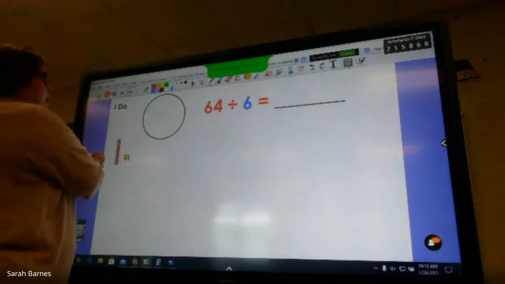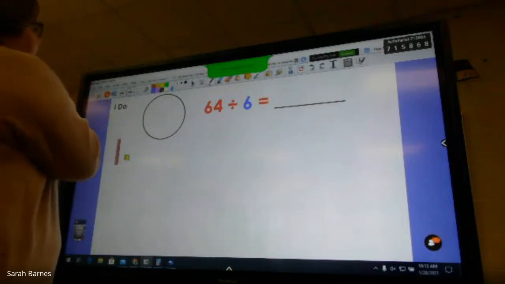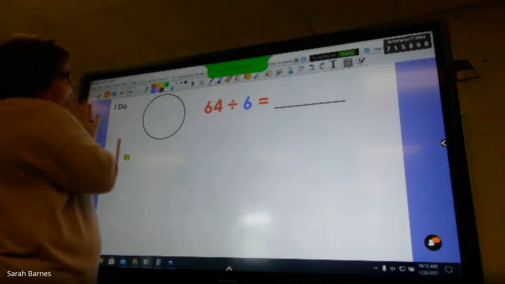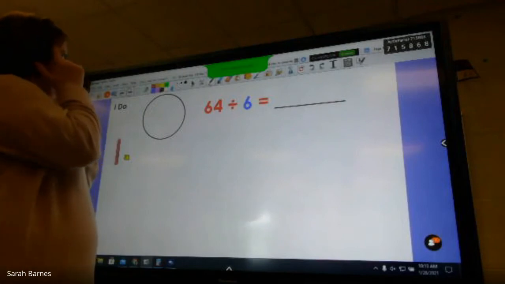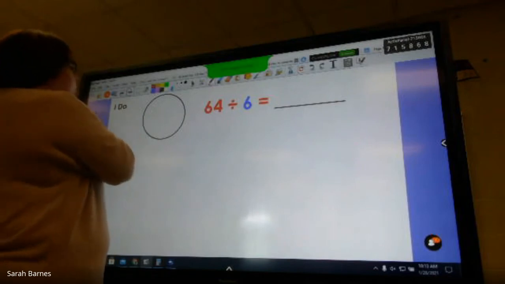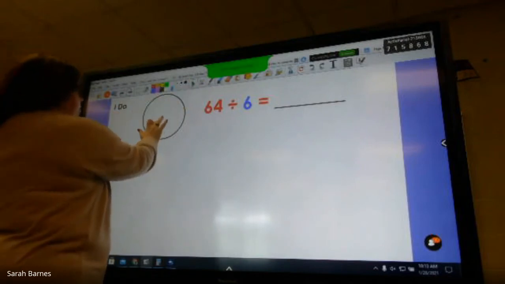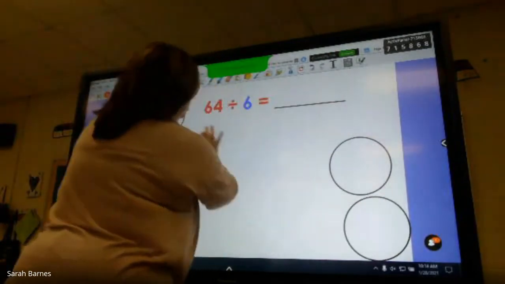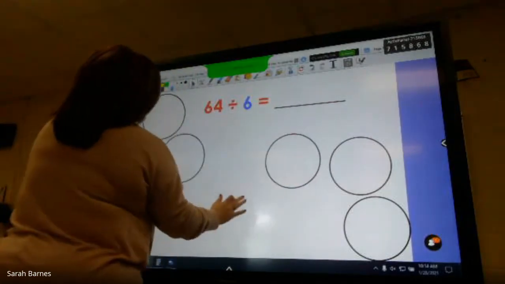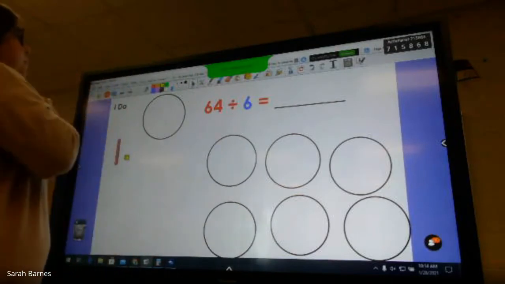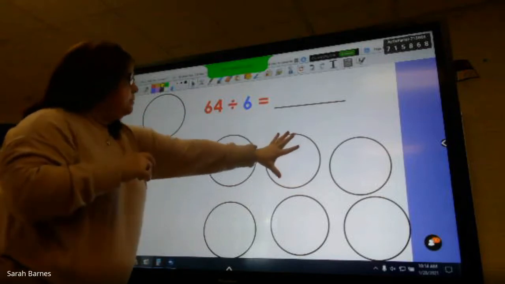So here we go. All right, so I'm going to read my division problem. 64 divided by 6. Well, if I think in my head, I know that I need 6 groups or circles. So I'm going to go ahead and pull those 6 circles down. So 1, 2, 3, 4, 5, 6. Okay, so there's my divisor. I've got my 6 groups.